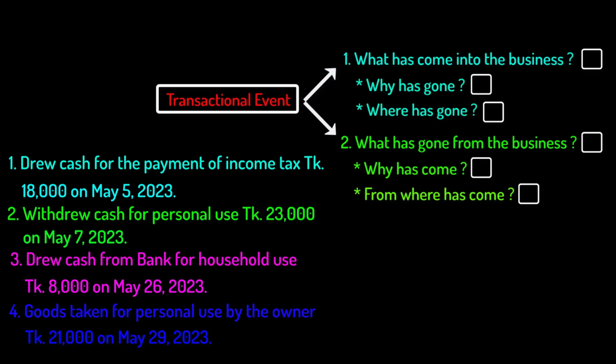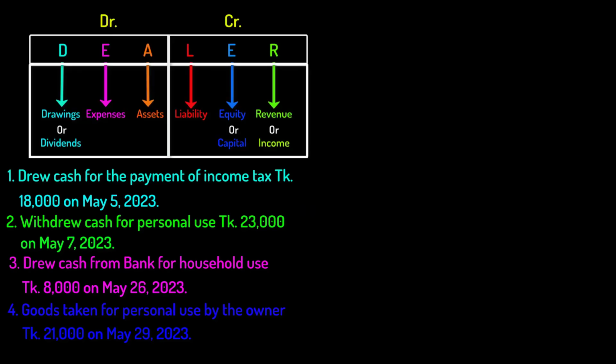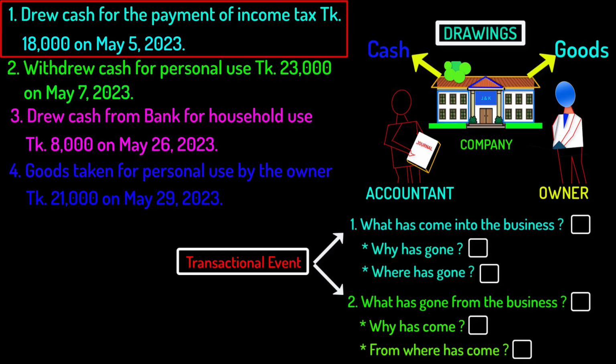Then after determining the name of the accounts, they will have to determine which account will they debit and which account will they credit by using the debit-credit rule. After determining debit and credit account, finally they will have to post them in the journal book. Okay? Look at this first transaction now.